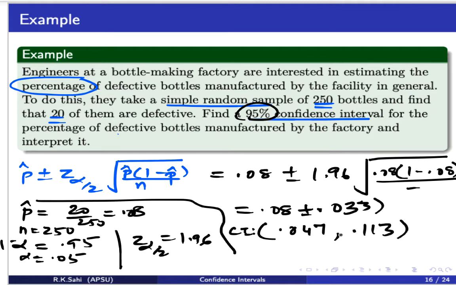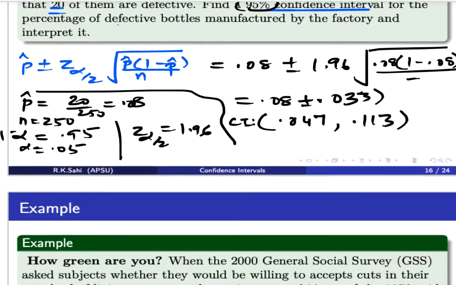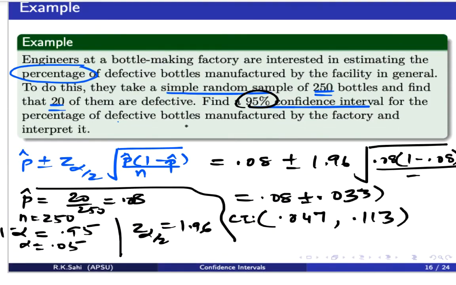Okay. Now let's do one more example with sample proportions. Oh, I forgot. And how do we interpret it? So the interpretation says that we are 95% confident that the percentage of defective bottles manufactured in this facility is between 0.047 and 11.3%. Okay, so in terms of percentages, it's 4.7% and 11.3%.